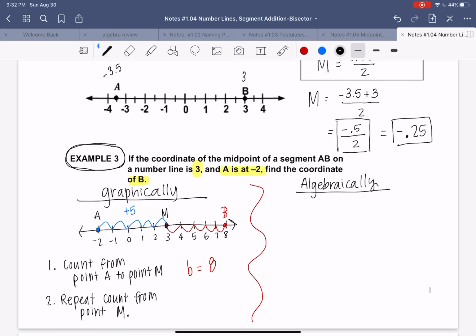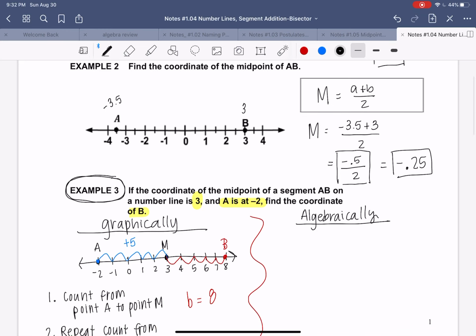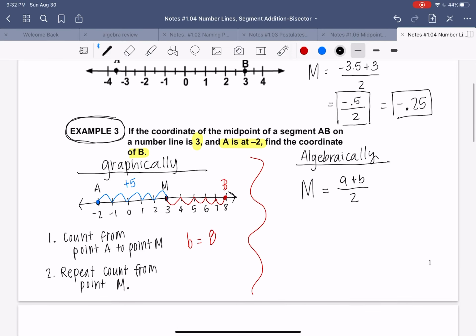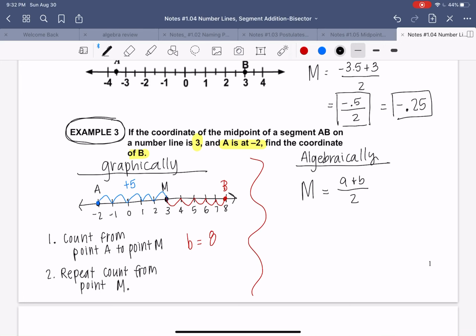Okay. Well, remember the midpoint formula up here. M equals A plus B all over 2. Okay. Now we just need to plug in what we know. Well, our midpoint was 3. So I'm going to plug in 3 for M. Our A was at -2. We don't know B, so we're going to leave it blank. And then all over 2.